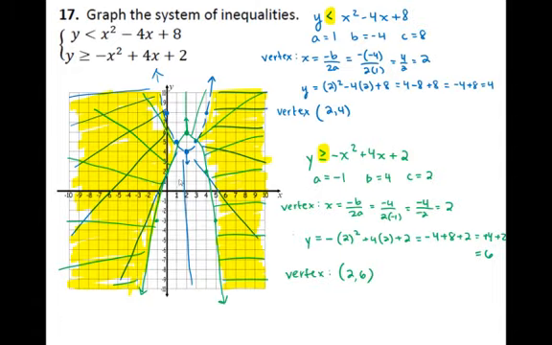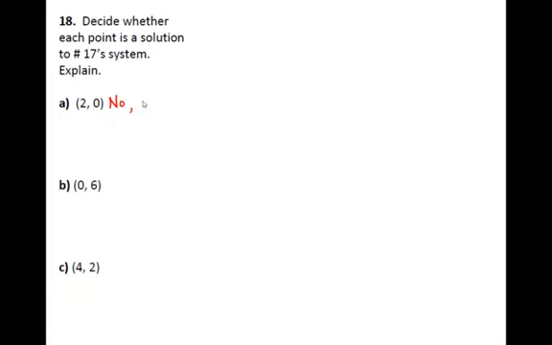So problem 18 says decide whether each point is a solution to number 17's system and explain. The first point I'm looking at is the point (2, 0). The point (2, 0) happens to be right here, and notice that that is not a solution to the system. So this would be a no. The point is not in the common shaded region. So it's not in the highlighted area.